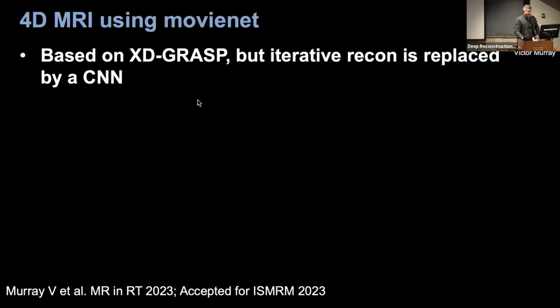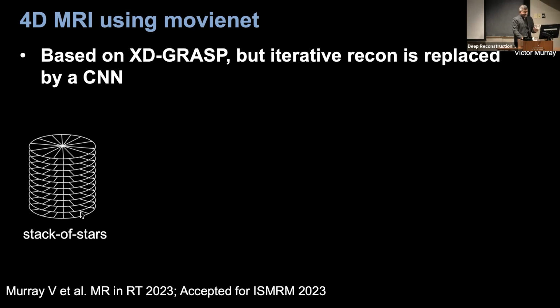Okay, so the way that we do 4D MRI is based on SD-GRASP, but now the iterative reconstruction is replaced by a convolutional network. And it goes like this. So we use a stack of stars acquisition. This is like radial in the KY, KX plane, and then Cartesian along KZ.